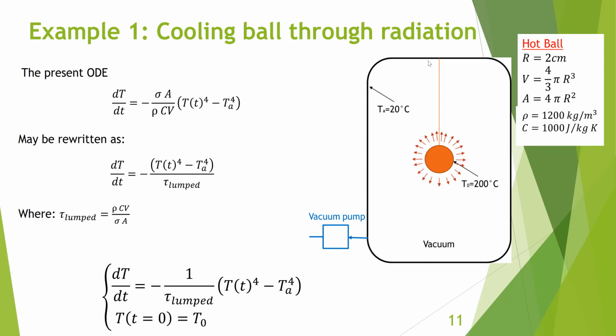So if you have a pure radiation problem, you will get this for the sphere, with a tau for radiation equal to rho C V divided by sigma A. Here rho is the volumic mass, C the thermal capacity, V the volume of the sphere, sigma the Stefan-Boltzmann constant, and A the surface of the sphere. So you get dT by dt equal to minus (T^4 minus Ta^4) divided by tau, with T at time 0 equal to T0.